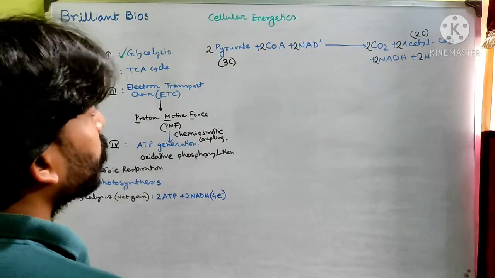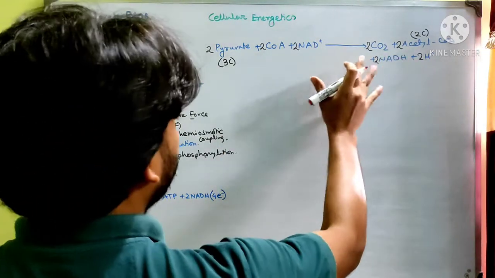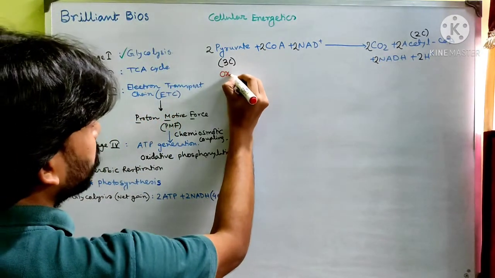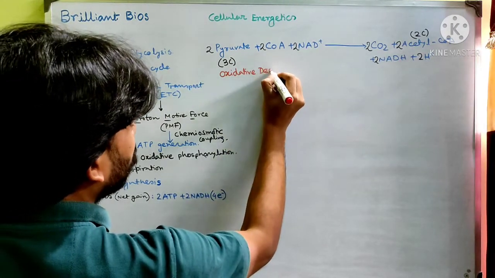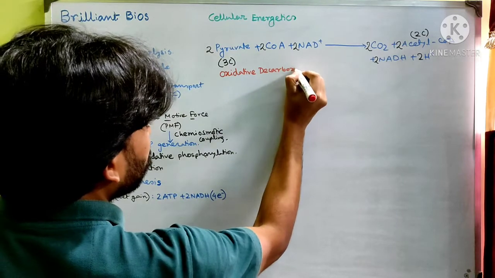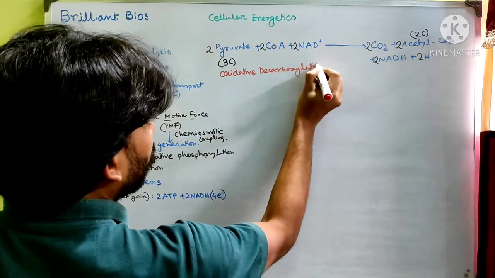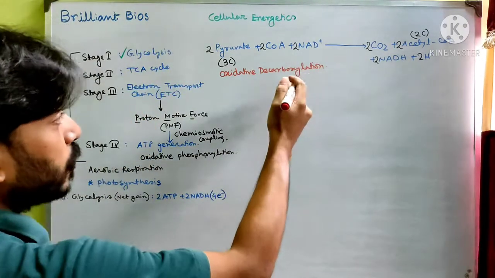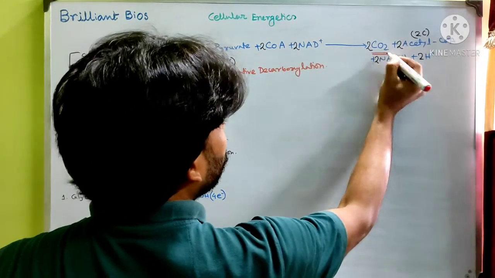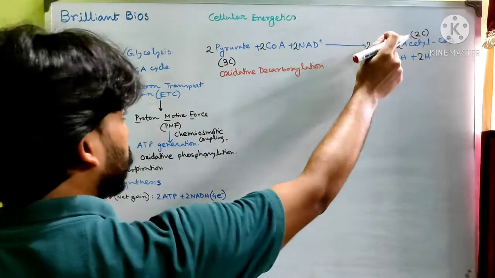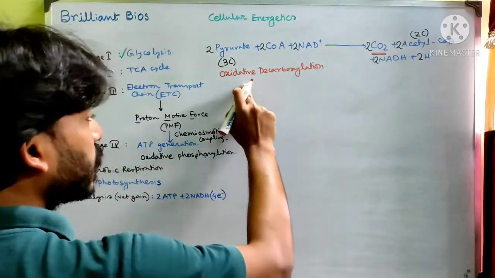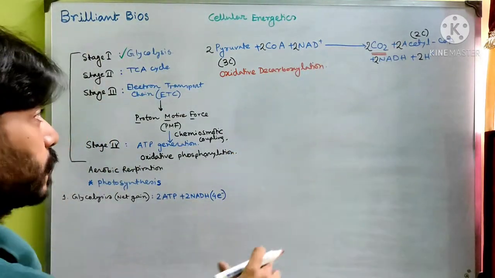The reaction that is taking place here is called, remember this, oxidative decarboxylation. Why is it called oxidative decarboxylation? As we can see here, CO2 is released, so this is called decarboxylation. The reaction where carbon dioxide is released is called decarboxylation, and oxidation also takes place here. I will show you in detail.